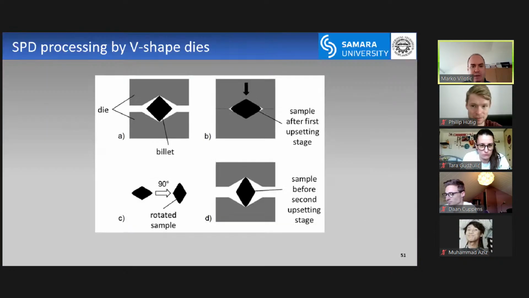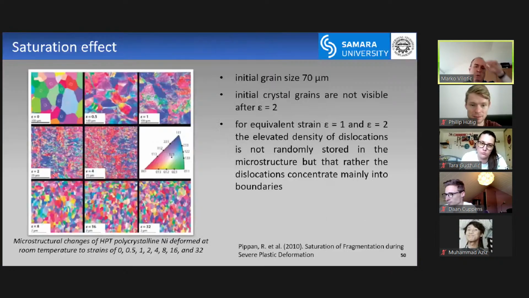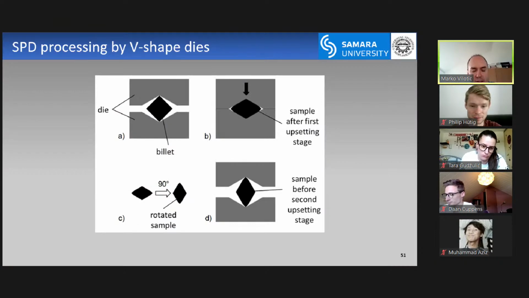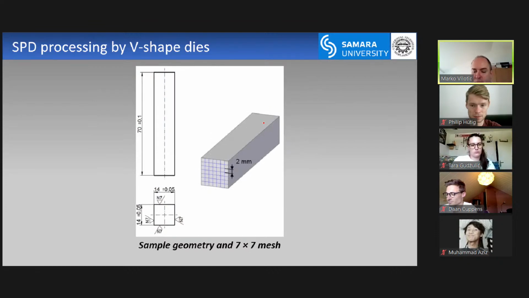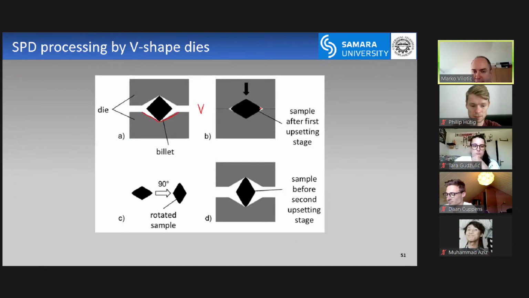Okay, I want to show you something. One method I invented for SPD processing. It's called processing by V-shaped dies. Why V? Because this looks like the letter V, right? You have exactly the same two pieces of the dies. They just lie opposite of each other, and you insert this square-shaped initial material. Then you compress it, and you get something like a rhombic shape. And then you take it out.